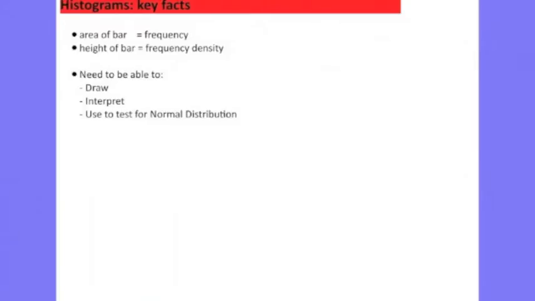Histograms, really important. The area of the bar equals the frequency. The height of the bar equals the frequency density. You need to be able to draw, interpret, and use a test for normal distribution. So one key thing you're going to have to know to help you draw and interpret is how to calculate frequency density.